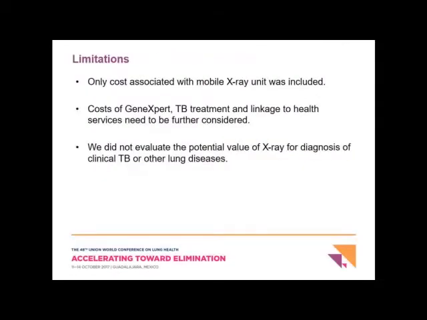So there are a number of limitations in our analysis. As you saw, we only included costs associated with mobile X-ray units. Costs for GeneXpert, TB treatment or linkage to health services were not included, mainly because we are just looking for the unique cost due to additional X-ray among asymptomatic individuals, and we assume that asymptomatic individuals will be tested by GeneXpert anyway. We also didn't evaluate the potential value of using X-ray for diagnosis of clinical TB or other lung disease.